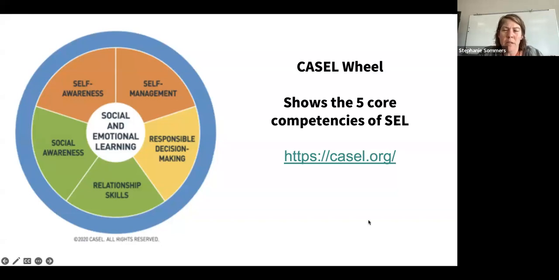We have self-management, of course. I think some of our relationship skills would come under effective communication. Responsible decision-making would have some overlap with critical thinking, of course. Self-awareness and social awareness in particular, I think, overlap with navigating systems. And so there are a lot of natural connections between these 2 frameworks.